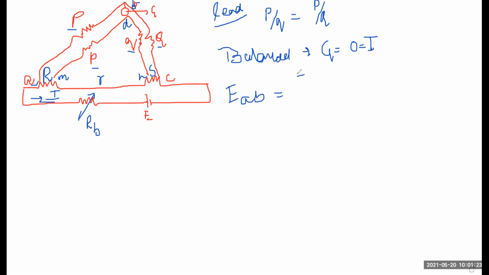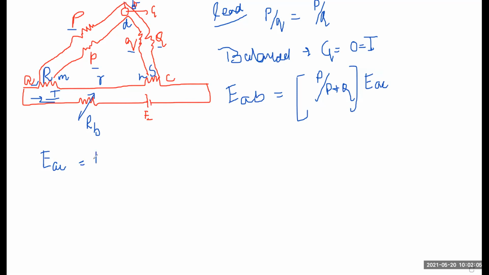EAB will be equal to P divided by P plus Q, in brackets, and then you put EAC outside. So EAB will follow this formula: P upon P plus Q times EAC. Now what is EAC? EAC will be some other terms, with R and S. So let us check into that.